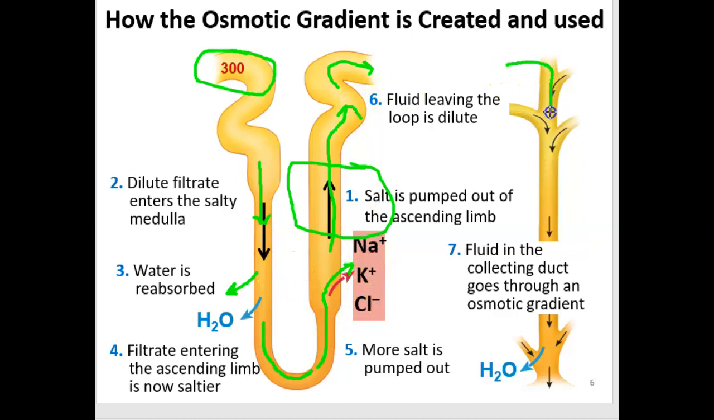And now the collecting duct is carrying this dilute fluid, and it plunges into the medulla of the nephron, where it's exposed to a high concentration of ions, and water is reabsorbed. So the fact that the loop creates the gradient and then the collecting duct takes advantage of the gradient is what gives us the ability to create what is called a hypertonic urine and promote water reabsorption.